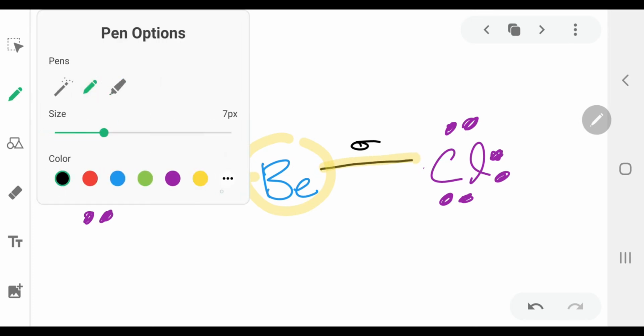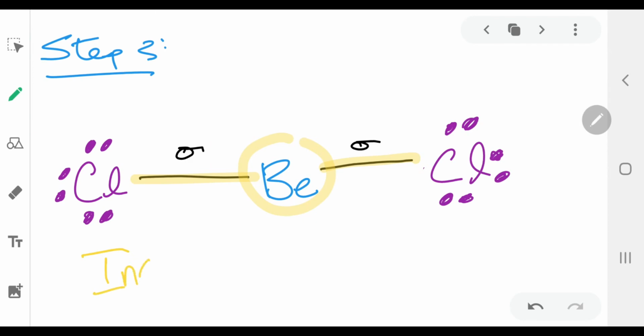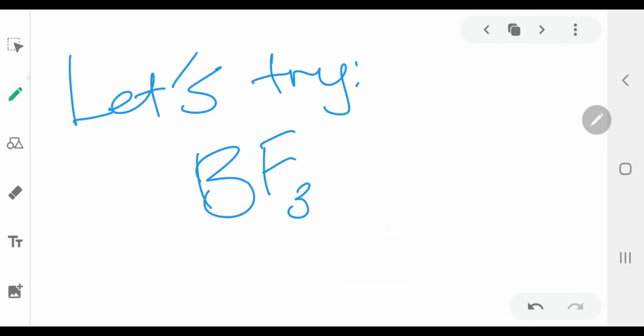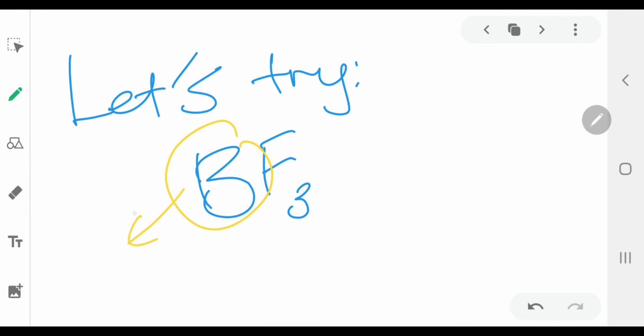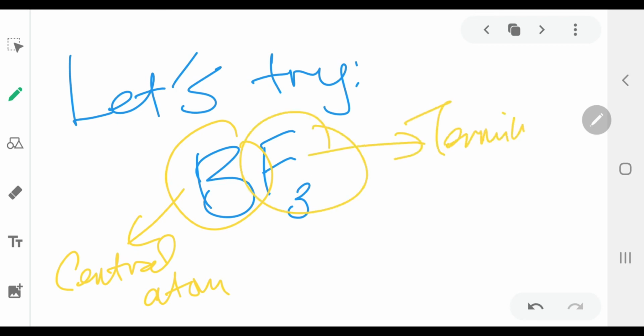So this is what we call incomplete octets. They are already stable even though they haven't achieved the octet configuration. Another example is BF3. So boron, of course, will be your central atom, and fluorine will be your terminal atom. The reason is because boron is more electropositive than fluorine.